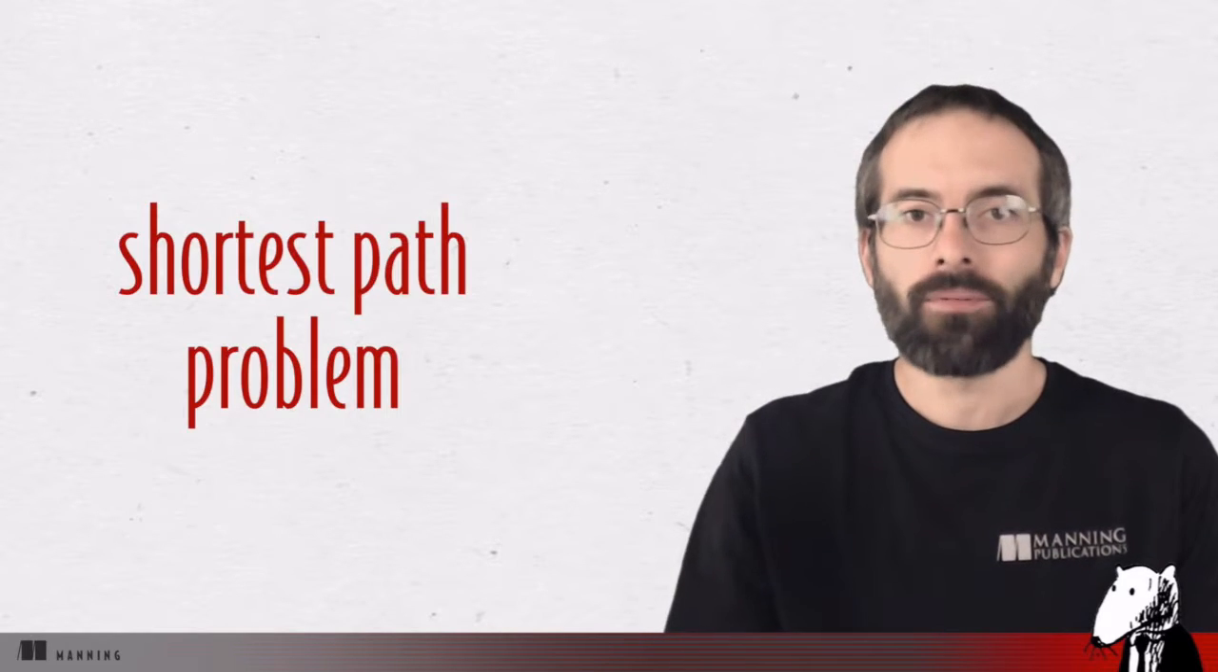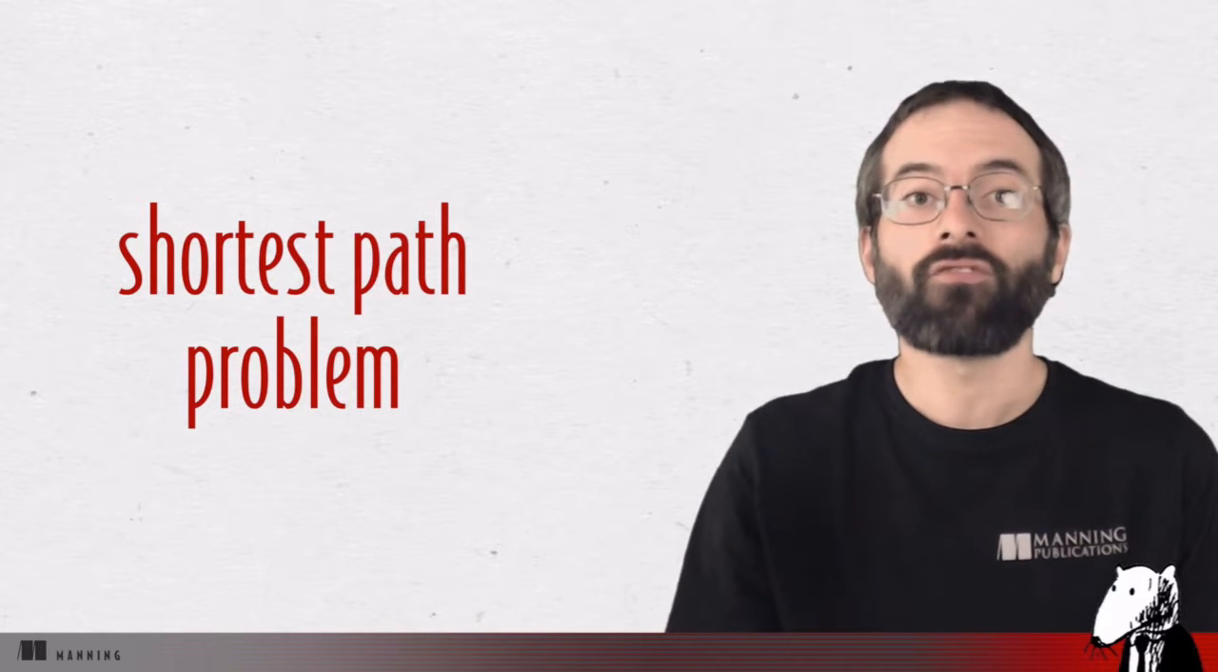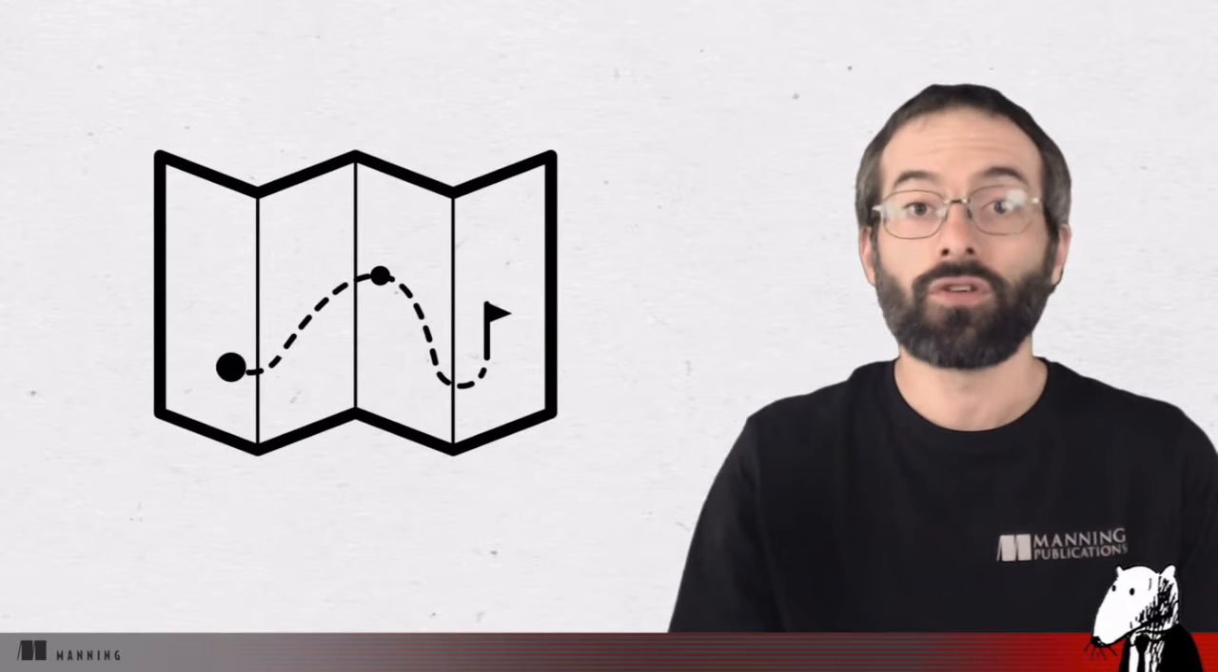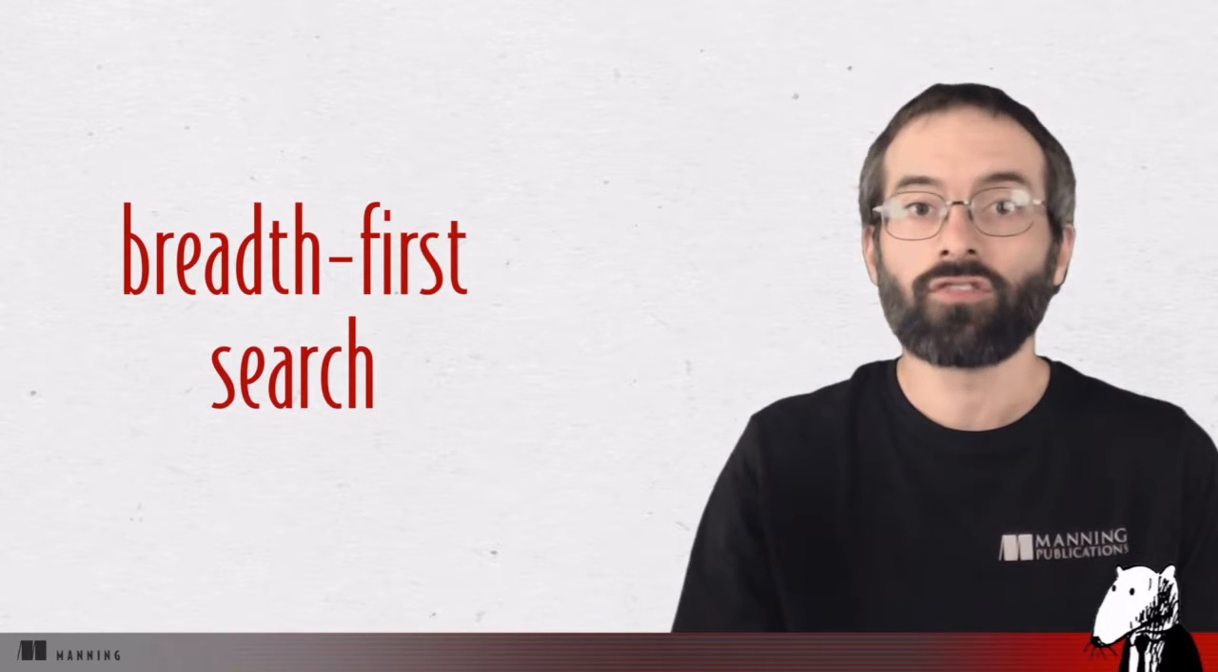This type of problem is called a shortest path problem. You're always trying to find the shortest something. It could be the shortest route to your friend's house. It could be the smallest number of moves to checkmate in a game of chess. The algorithm to solve a shortest path problem is called Breadth-first search.